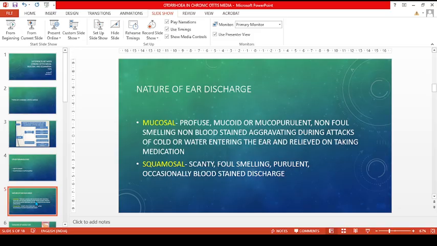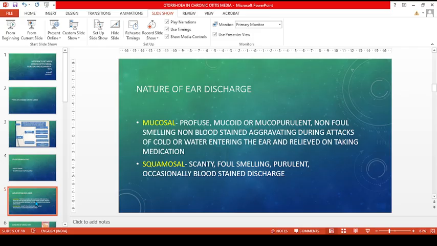How do we distinguish between these two entities based on the nature of the ear discharge? So first let's know the fact, subsequently let's try to reason it out as to why it's like that. The nature of the ear discharge in mucosal type is profuse, mucoid or mucopurulent, non-foul smelling, non-blood stained, aggravating during attacks of cold or water entering the ear, and relieved on taking medication, either in the form of topical ear drops or in the form of systemic medication.